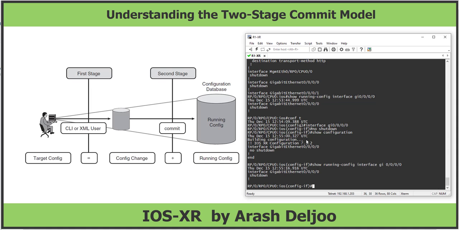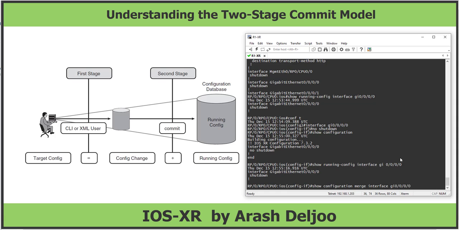Here we have a nice command. You can use show configuration merge, and after that, interface gigabit 0/0/0/0. What does it mean? It means: please show me the merge of the config change and the running config for interface gigabit 0/0/0/0 without actually doing it.